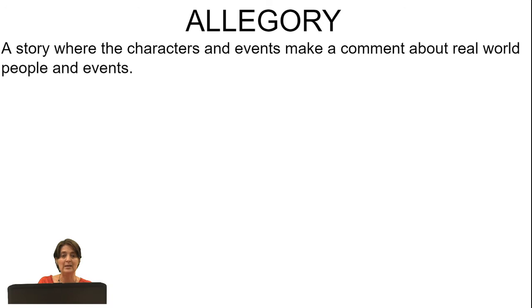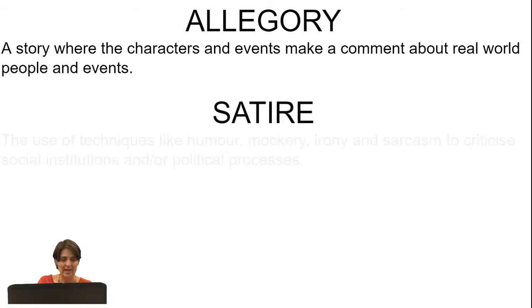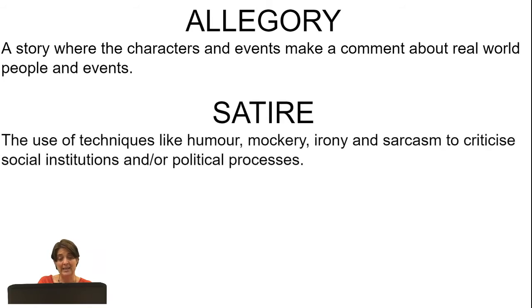So an allegory is a story where the events and characters in a play or a literary work make a comment about real world people and events. So when Miller wrote The Crucible, he wasn't just talking about 16th century Salem. He was talking about contemporary America as well. And a satire is the use of techniques that include humor, mockery, irony, sarcasm, and often other figures of speech as well, to criticize social institutions and or political processes.